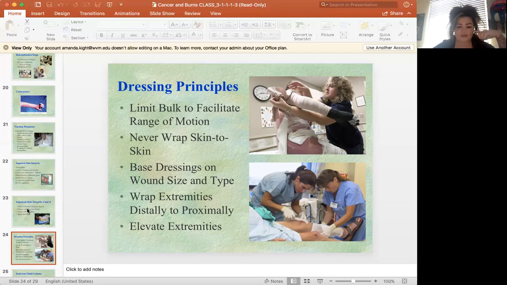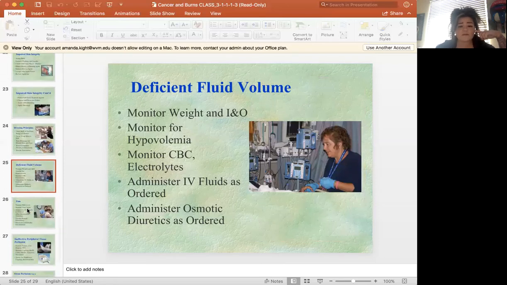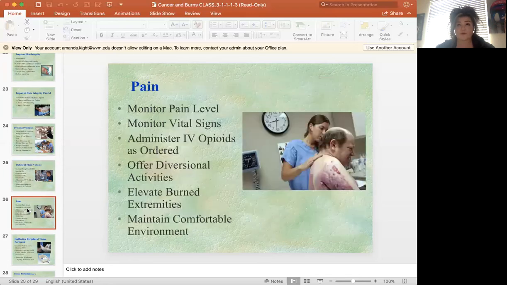And then elevate extremities. Of course, we know why we do that. Perfusion, very, very important. Monitor weight and I&O. Why? Because of everything we just talked about with the dehydration. And then we're going to continue to do the testings to see how we're doing. Are we improving? What else do we need to be doing? And just perform any orders. Every patient's going to be different depending on their burn, how they were burned, what type of burn, how much of their body was burned, child, adult, other medications, comorbidities, all that stuff.